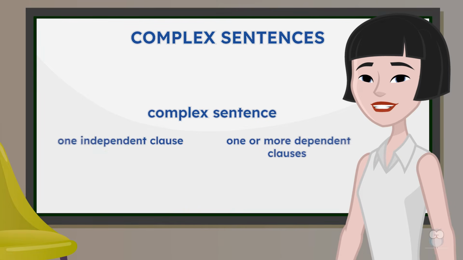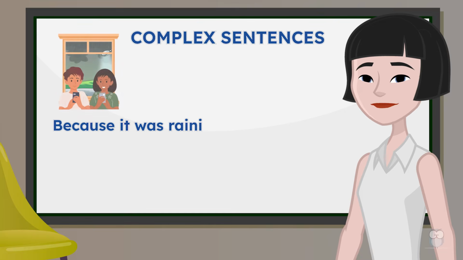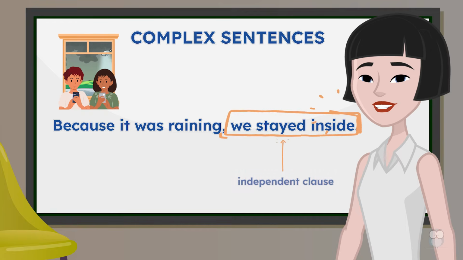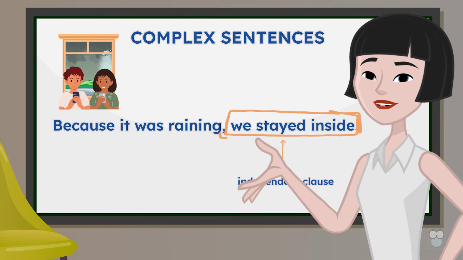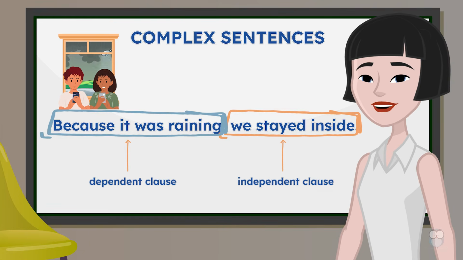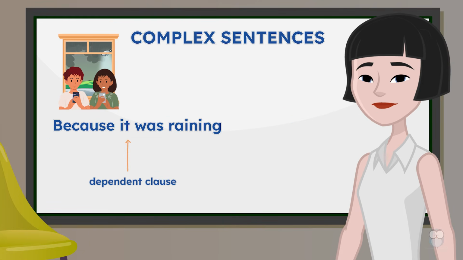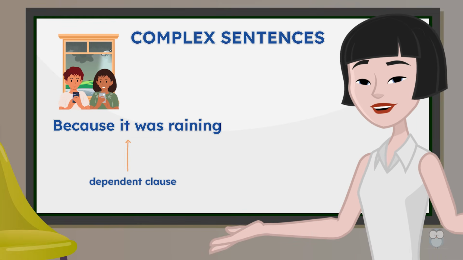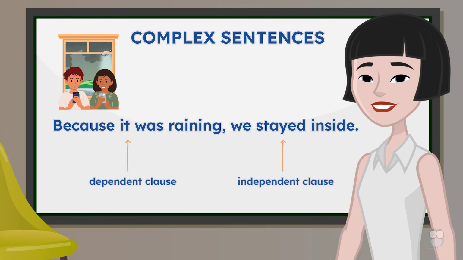Let's look at the following example. Because it was raining, we stayed inside. The independent clause in this sentence is we stayed inside. It makes sense on its own, but the other clause in this sentence, because it was raining, is a dependent clause. It leaves you hanging. If I just said, because it was raining, it would be an incomplete thought. So do you see how this sentence is made up of an independent clause and a dependent clause? That's what makes this sentence a complex sentence.